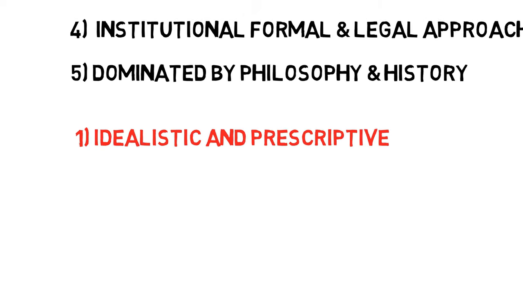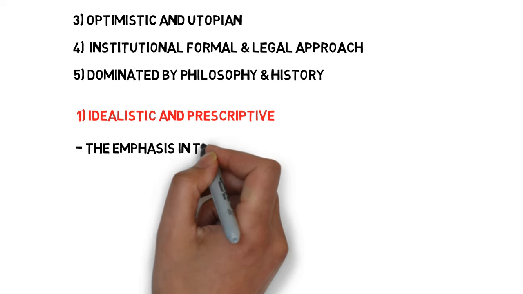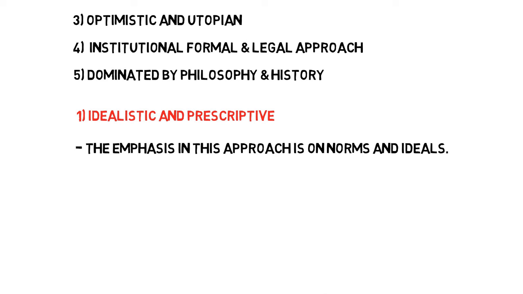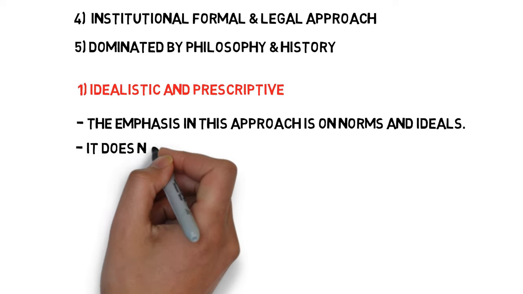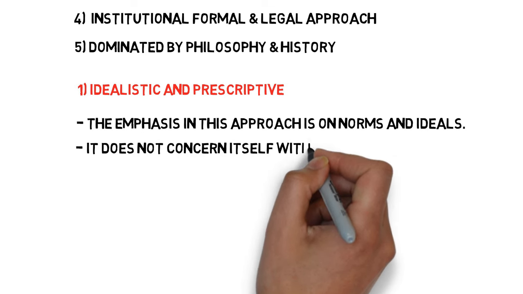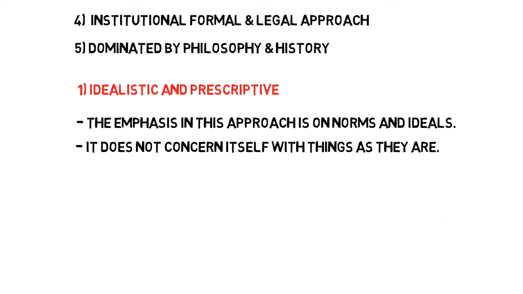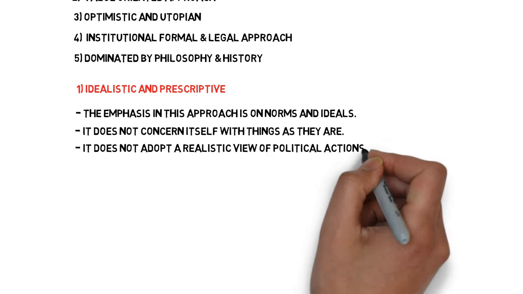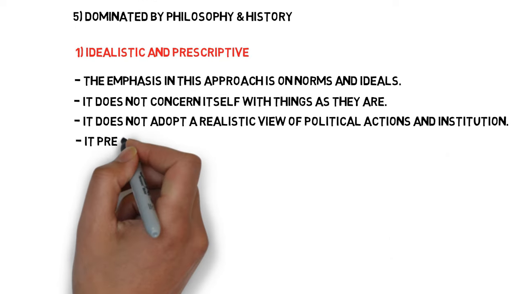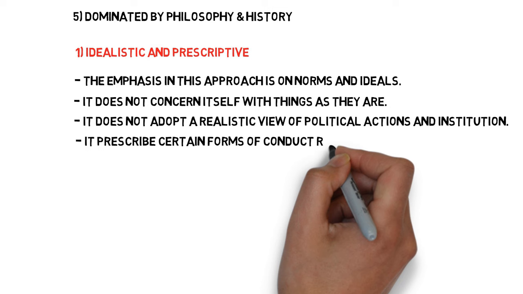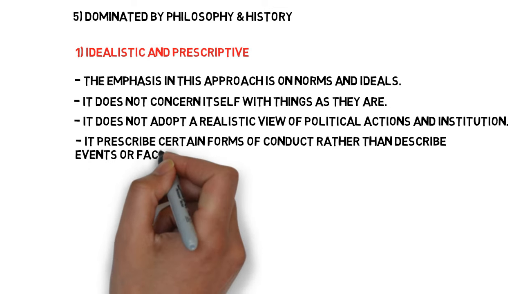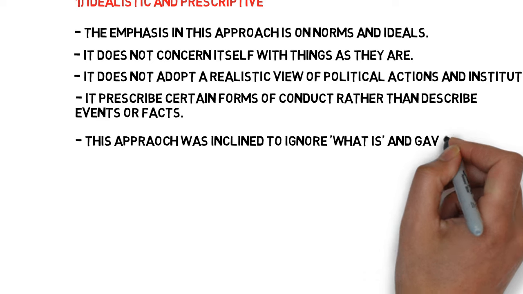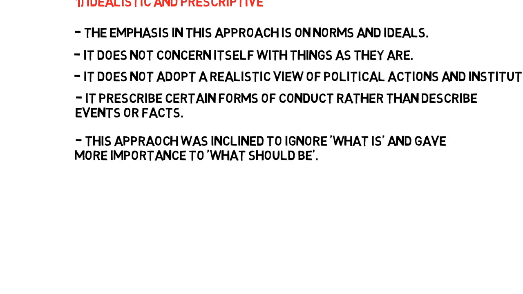First, idealistic and prescriptive. In the idealistic and prescriptive approach of normative theory, the emphasis is on norms and ideas. It does not concern itself with things as they are. It does not adopt a realistic view of political action and institutions. It prescribes certain forms of conduct rather than describing events or facts. And lastly, this approach is inclined to ignore what is and give more importance to what should be.